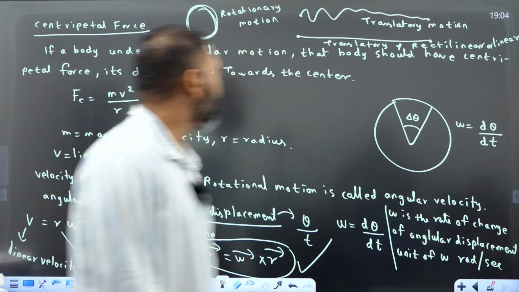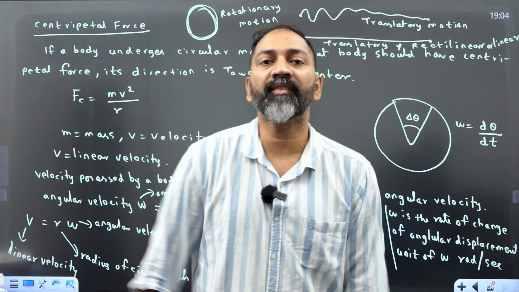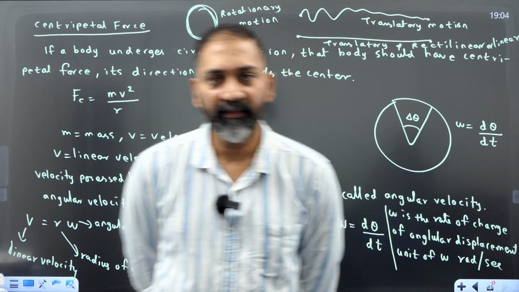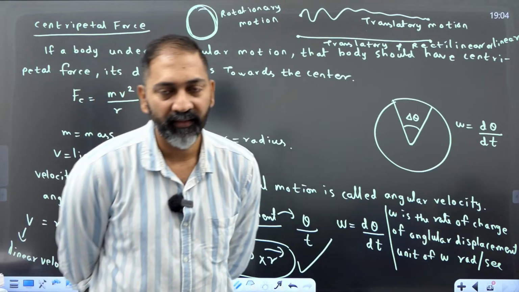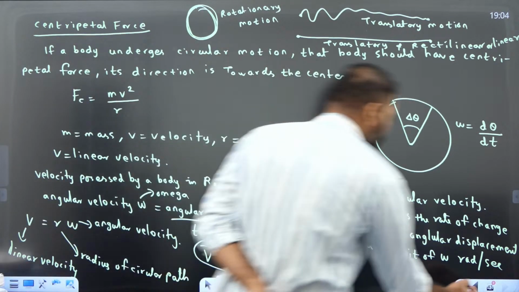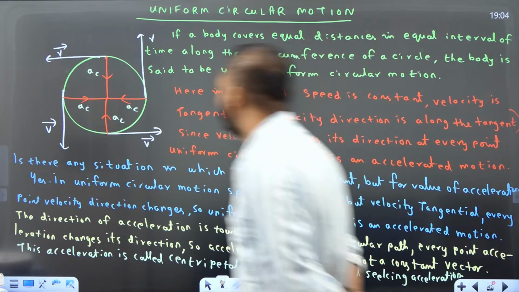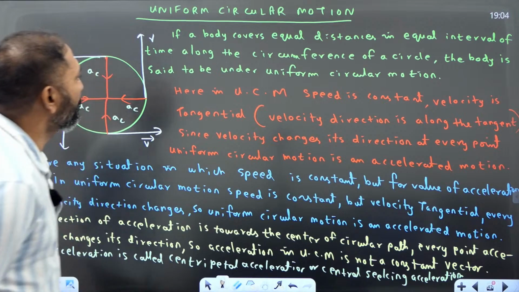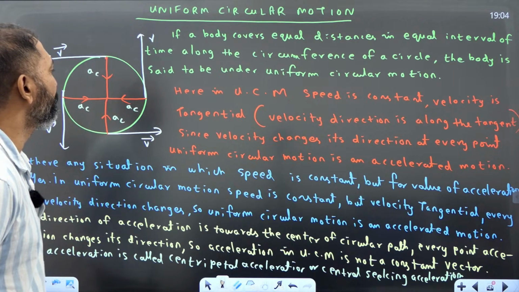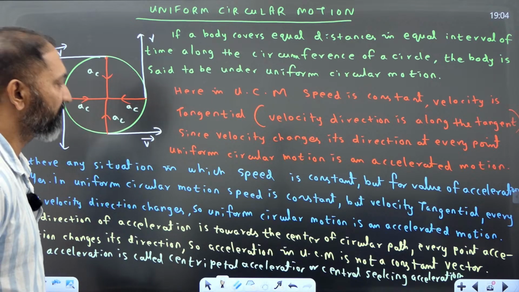All of you, welcome back. Last class we were discussing uniform circular motion. What is uniform circular motion? If a body covers equal distances in equal intervals of time along the circumference of a circle, the body is said to be under uniform circular motion. Here, speed is constant, velocity is tangential.